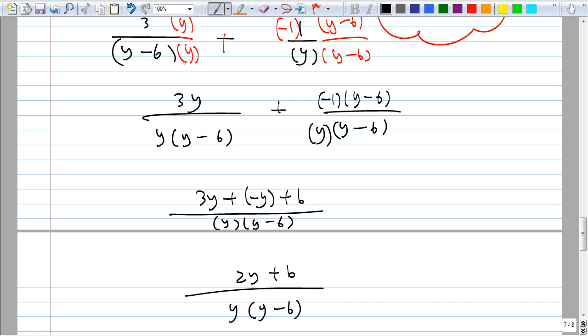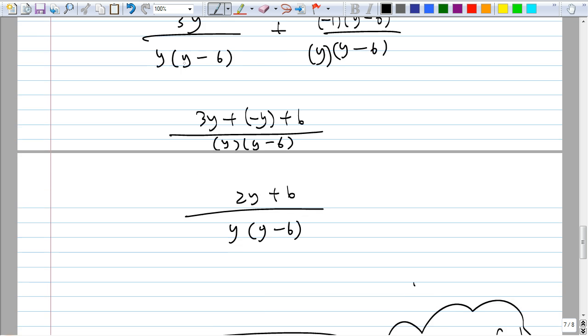Why do I want you to factor as much as you can the numerators and denominators? Because when you factor it, you could cancel. That's exactly right. If you don't factor, there may be some things that you could still cancel. You have to simplify all the way.